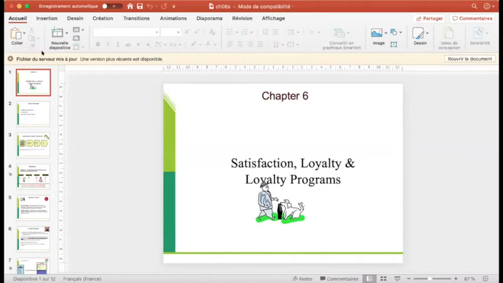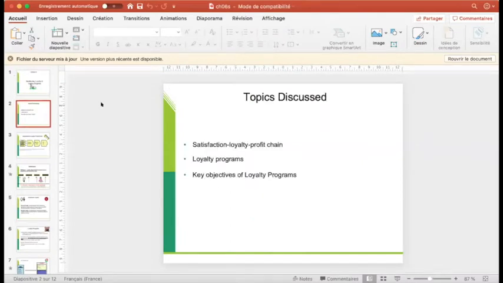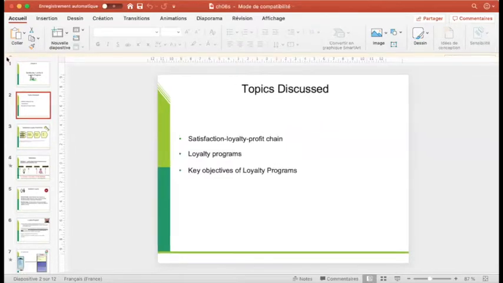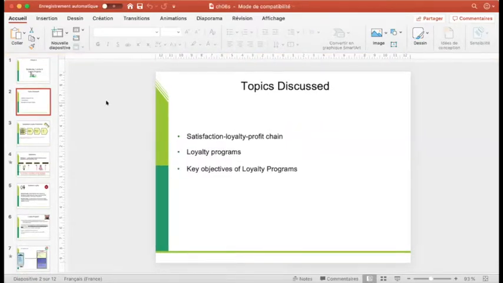We will see in this chapter key concepts. So what is satisfaction, what is loyalty, and we will see how they are related, because satisfaction is considered as an antecedent of loyalty, and we will see how both are then related to profit. We will then see a tool that is used to make customers loyal, namely loyalty programs, and we will conclude this chapter about key objectives of loyalty.